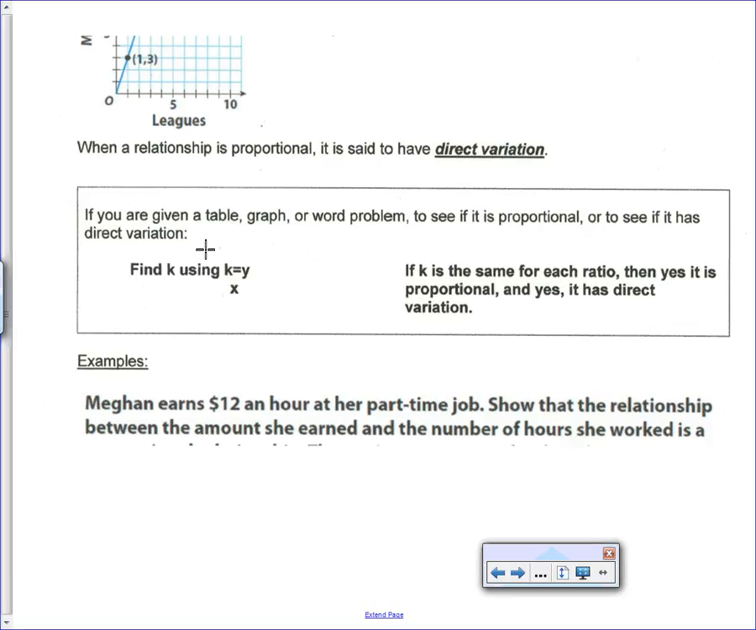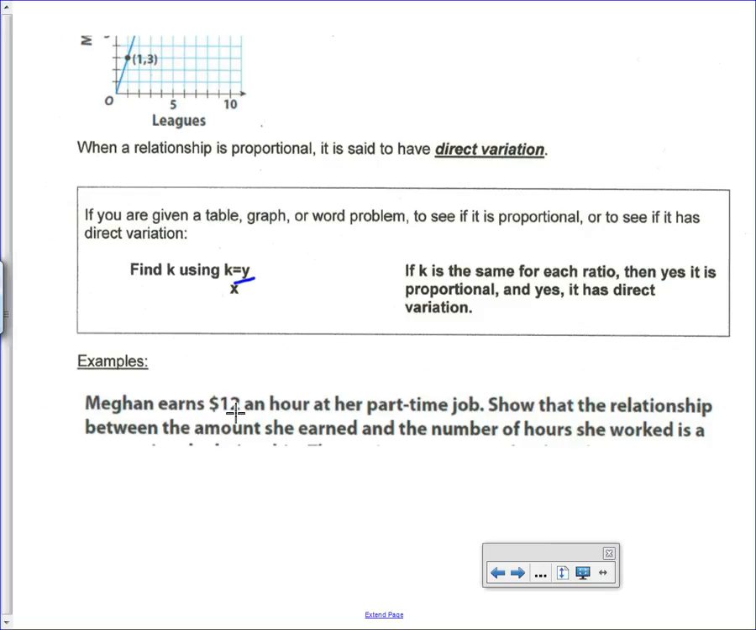If you're given a table, a graph, or a word problem to see if it is proportional or to see if it has direct variation, we're going to find K using K equals Y over X. If K is the same for each ratio, then yes, it's proportional, and yes, it has direct variation. So this K equals Y over X is going to be very important when we're dealing with a word problem or a table, not so much a graph, because we can use is it straight and does it start at 0, 0. So let's read this example.